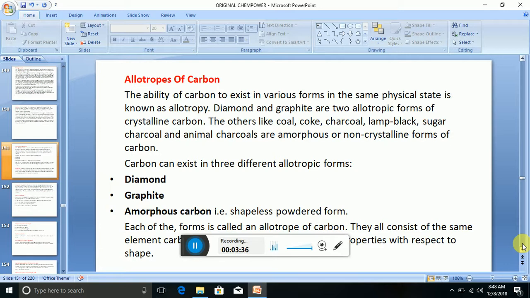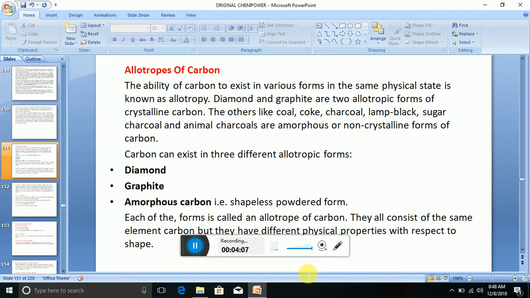Carbon can exist in three different allotropic forms: diamond, graphite, and amorphous carbon, that is, shapeless powdered form carbon. Each of the forms is called an allotrope of carbon. They all consist of the same element, carbon, but they have different physical properties with respect to shape.